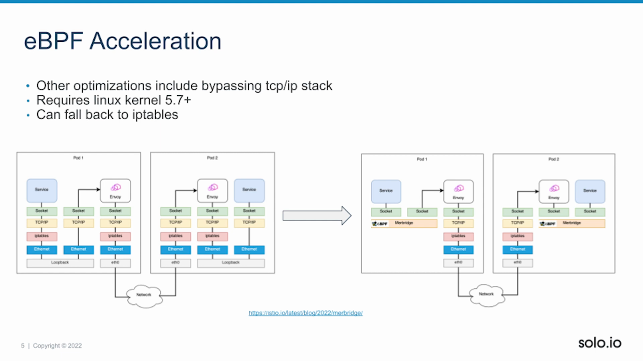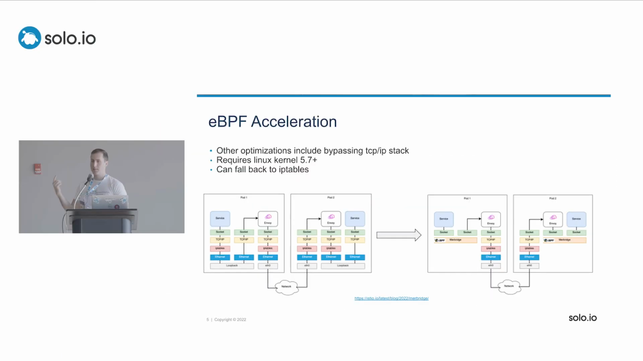eBPF acceleration has some limitations. Number one, it requires Linux kernel 5.7 or newer. So you got to make sure your infrastructure supports it. You got to get this approved in your organization's security posture. Good news is that we can fall back to IP tables.